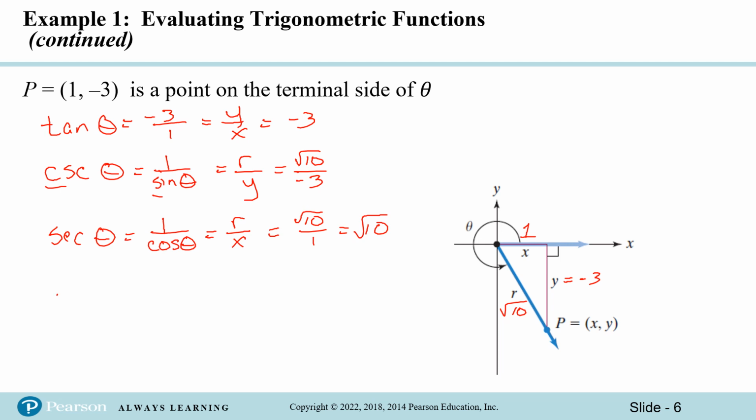And then we need the cotangent, which is the reciprocal of the tangent. So 1 over the tangent. So instead of opposite over adjacent, we're adjacent over opposite. So that would give me x over y, which is going to be, what's my x? 1 over negative 3.